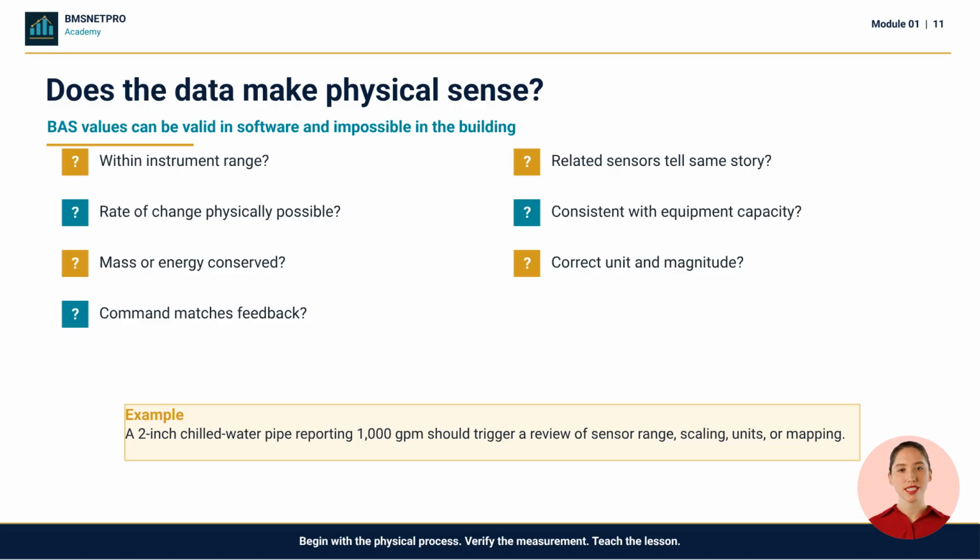Related sensors should tell a consistent story. Commands should match feedback. Rates of change should be possible. This is where engineering judgment protects the team from false confidence.